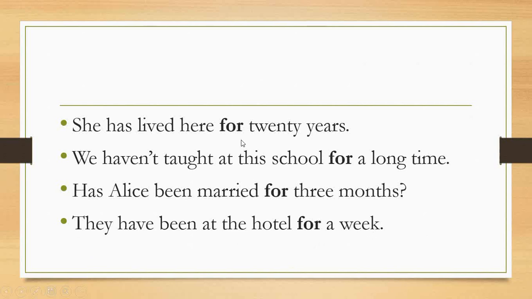Look that in the complement we always have a period of time. In this one, 20 years. That's a period of time. In this one, a long time. That's a period of time. In the third, 3 months. That's a period of time. And in the fourth one, a week. That's also a period of time.